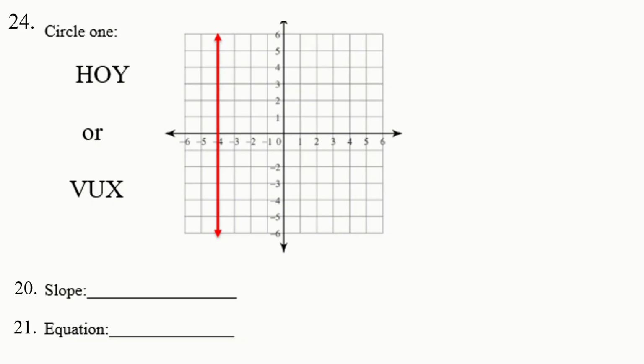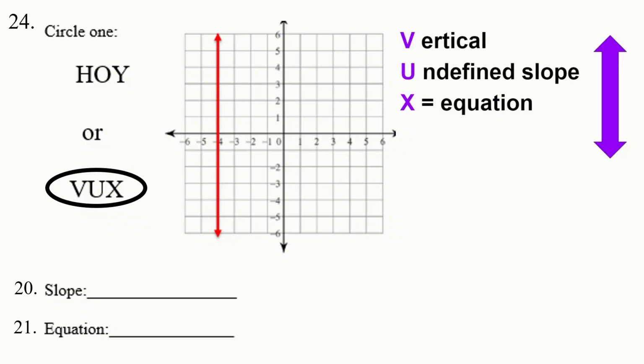Next one we have, again, it's a vertical one. So it will be VUX. Our slope, again, will be undefined. And then our equation, if we look at our number here, it's going to be -4. So x equals -4.